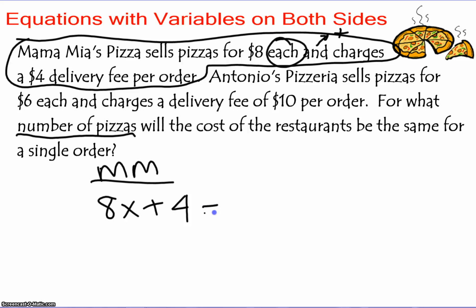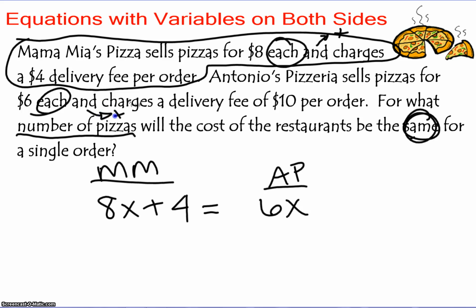Now, you're going to set them equal to each other because it says for what number of pizzas will the cost of the restaurants be the same. So that's why you know to set it equal to each other. And then you have Antonio's Pizzeria on this side. He sells pizzas for $6 each, so 6x, because that each is the key word. And charges, and means plus a delivery fee of $10. Now we have something that we can solve and figure out how much x is. And that's what it's asking, is how many pizzas will they be equivalent.